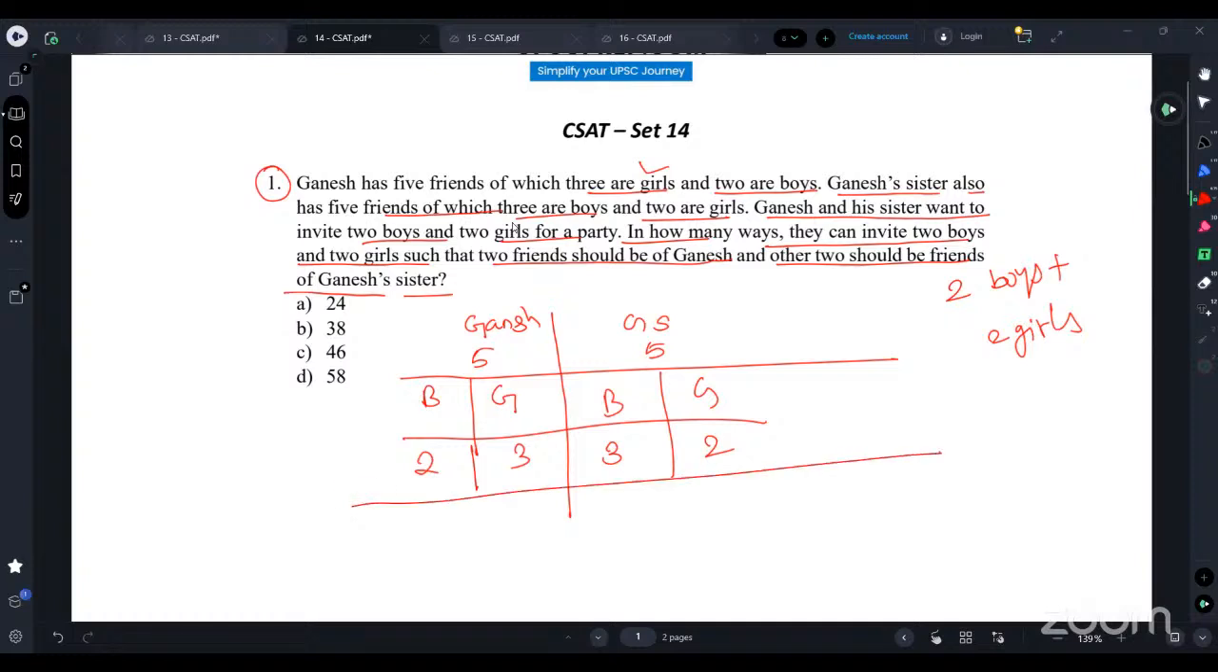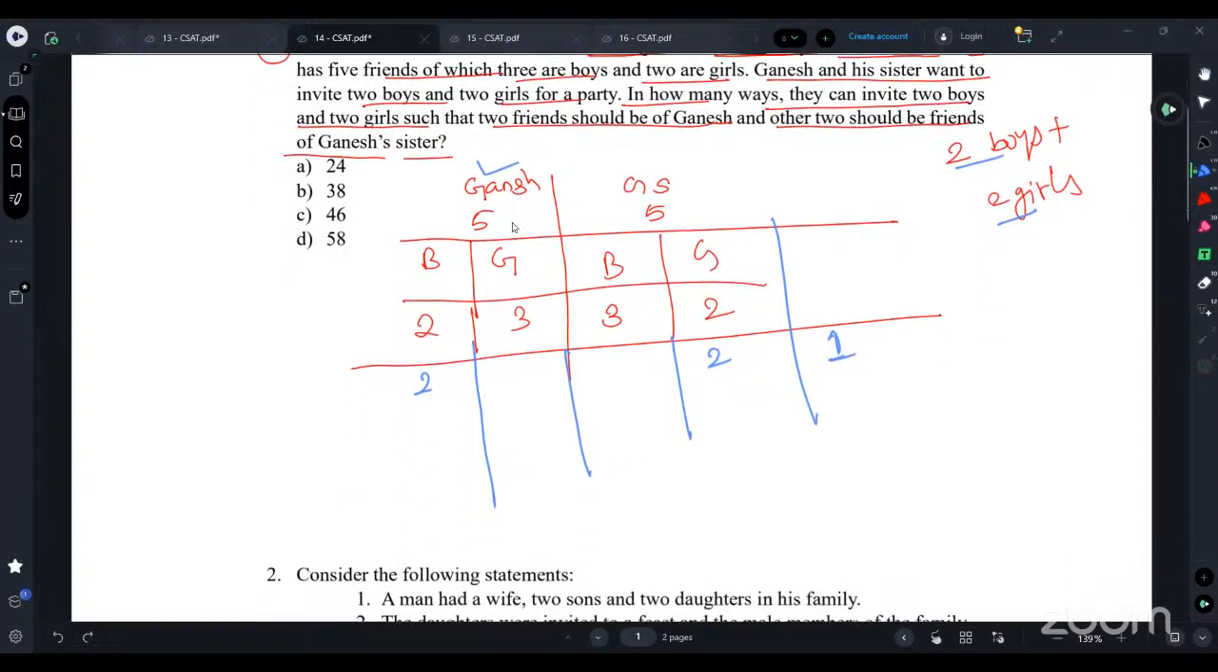In how many ways can they basically invite? See now what options we can have, guys, of inviting these 4 friends. See now, let's say I want 2 boys and 2 girls. So what I can do? I can take 2 boys from Ganesh and 2 girls from Ganesh's sister. Right. So this is basically one way of inviting. This is very clear. This is one way of inviting them. Right. Now, what can happen in other ways?